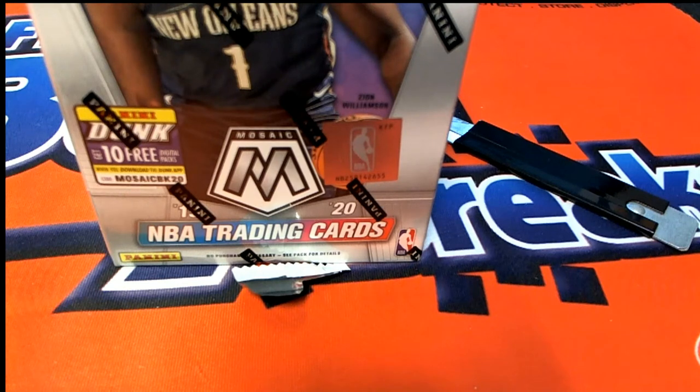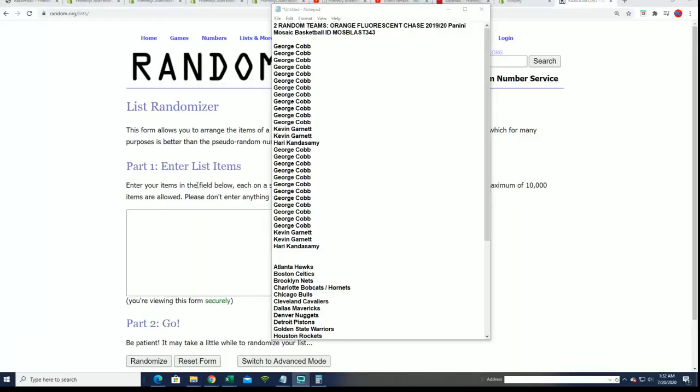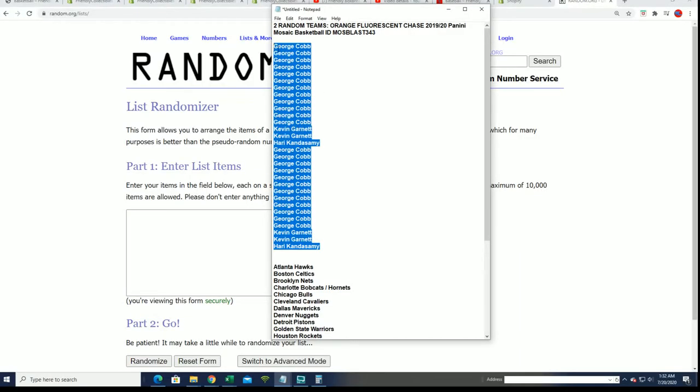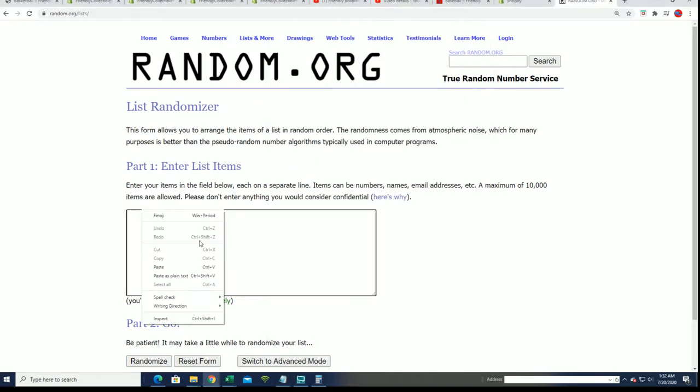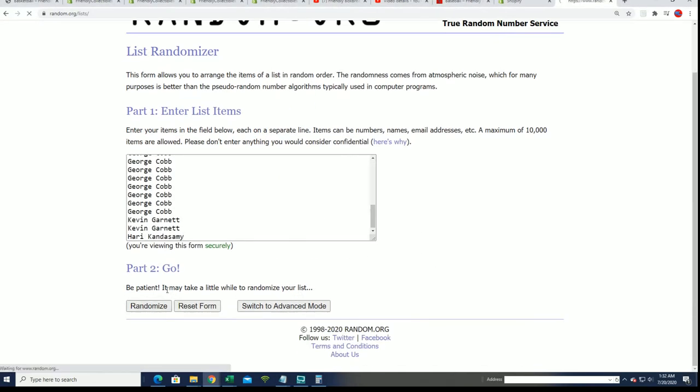Good luck in the Mosaic blaster box. And the very next break we'll be doing is the autograph photo. Seven times through for the owner names.